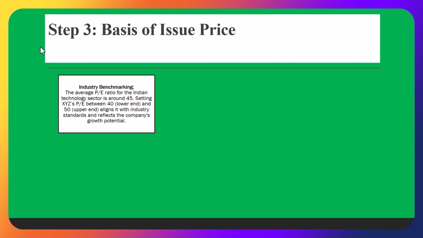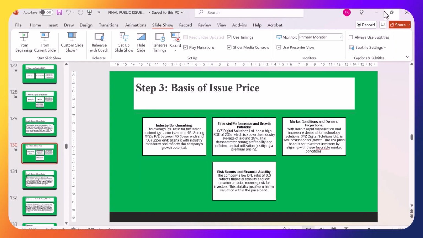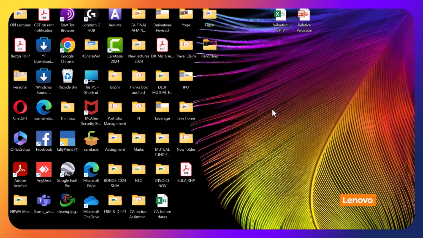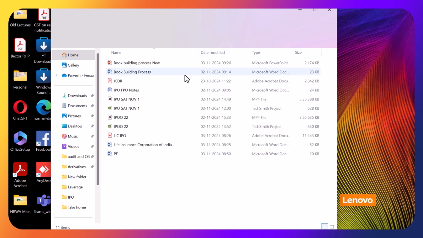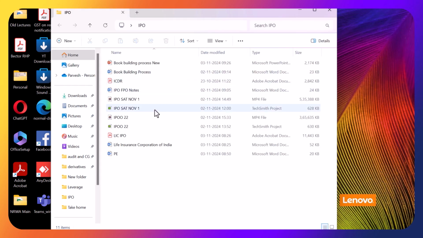Okay, just hold on. Financial performance. So, industry benchmarking. I'm just going to share with you what I did today in the morning. I just got this PE ratio. I'm just going to show you that.